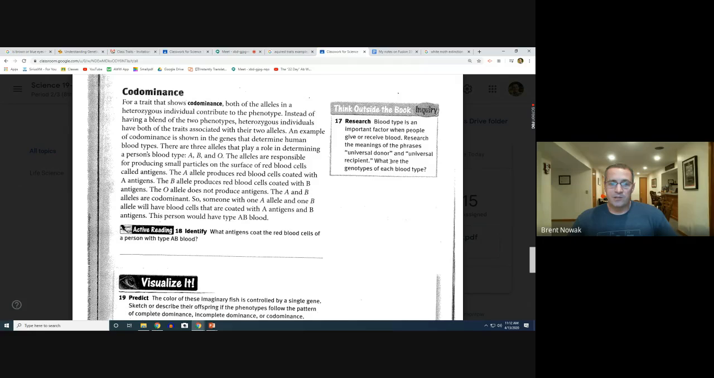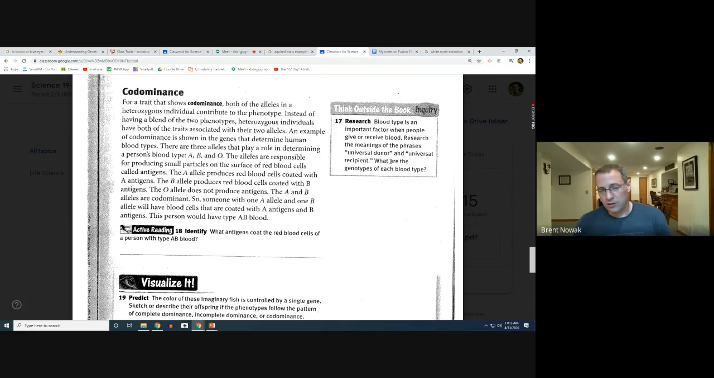An example of codominance is shown in the gene that determines human blood type. There are three alleles that play a role in determining a person's blood type: A, B, and O. The alleles are responsible for producing small particles on the surface of red blood cells called antigens. The A allele produces red blood cells coated with A antigens. The B allele produces red blood cells with B antigens. And the O allele does not produce any antigens. The A and the B alleles are codominant. So someone with one A allele and one B allele will have cells that are coated with both A antigens and B antigens. This person would have type AB blood.